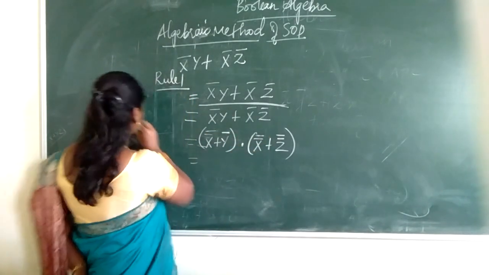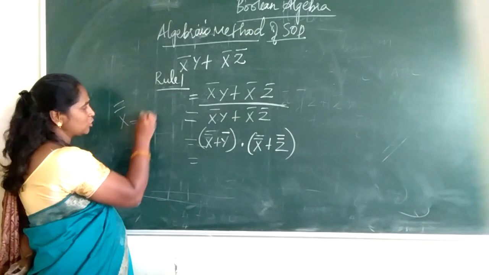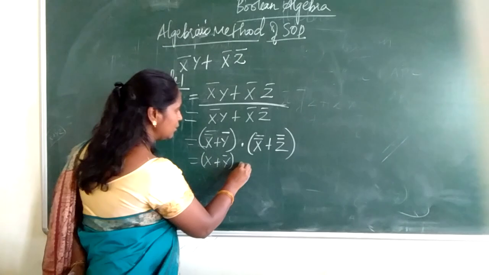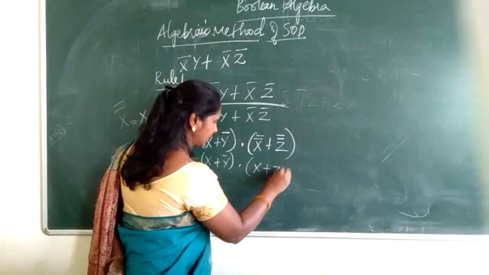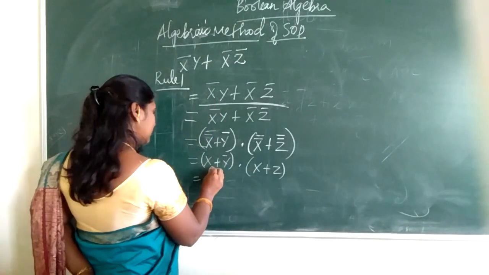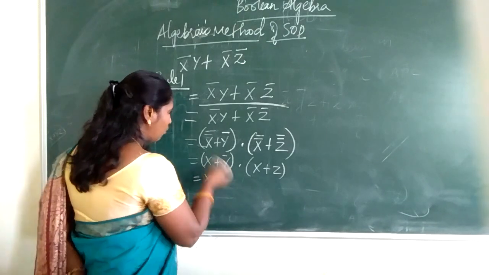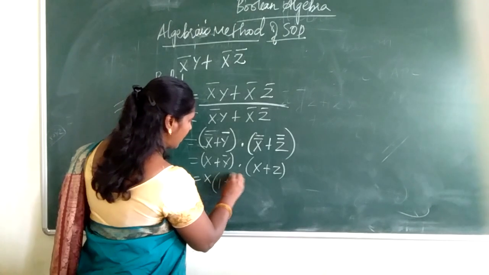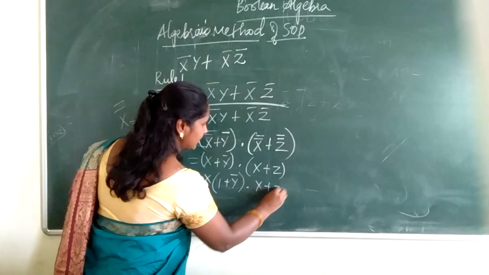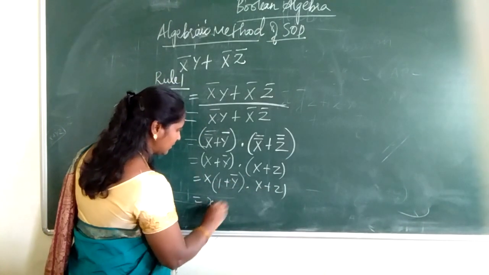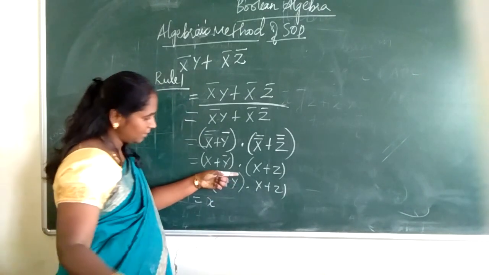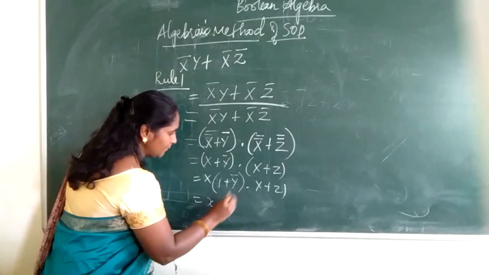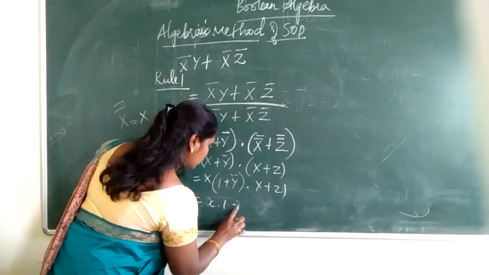If you complement twice, according to the involution law you get the same result: x plus y bar into x plus z. So you got the result. Take x out, that is x into 1 plus y bar, into x plus z. You get the relation 1 plus anything is equal to 1.